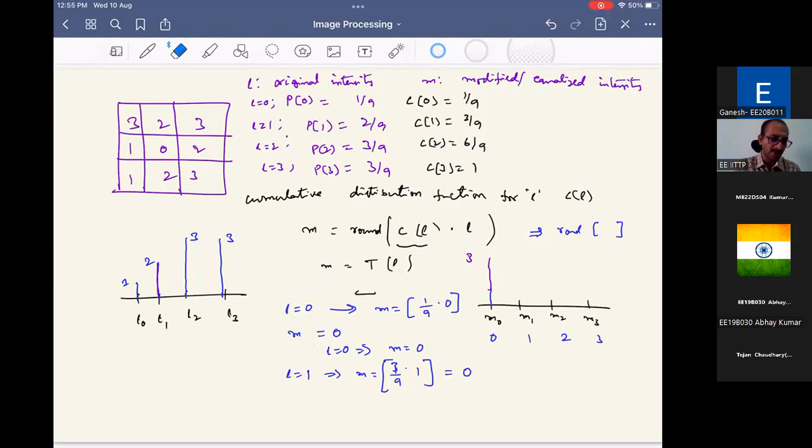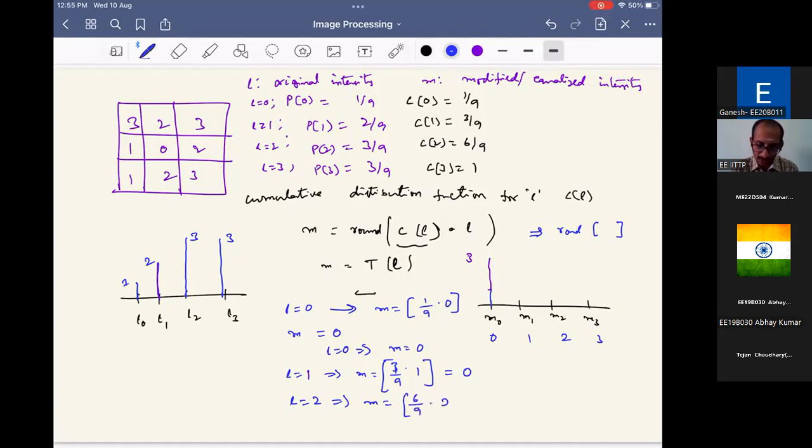Fine. Let's complete this. Let's complete the other values. L equal to 2 implies M equal to how much?